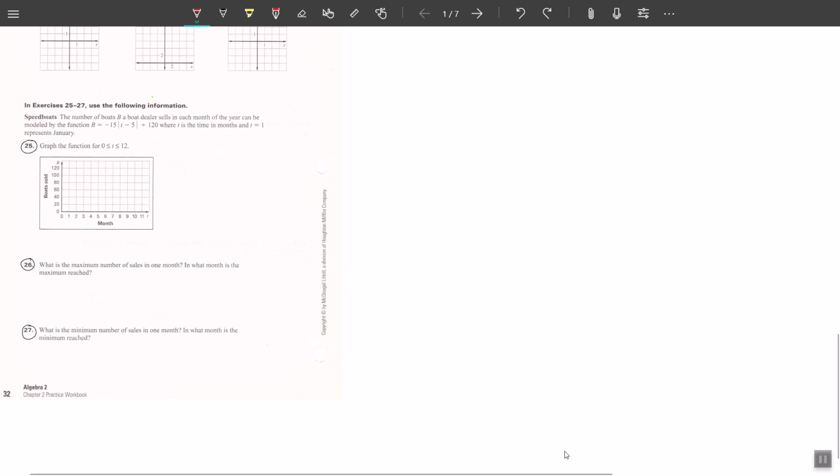Now for 25, they are giving you a word problem about the number of boats that a boat dealer sells in each month of the year, and they're modeling it with that function b equals negative 15.